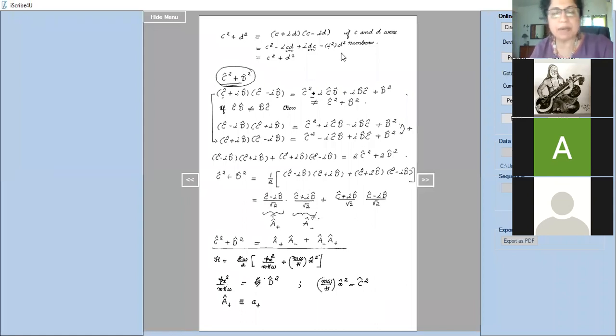All right, but this a plus, you should know, is a new operator we are defining. And what is this going to be equal to? This is going to be equal to 1 by root 2. Please remember how we defined it as c minus id, right? So c is going to be (m omega by h cross) to the power of half x minus, and then we have an i, and what is your d? Your d is going to be (1 upon m h cross omega) to the power of half px. Okay, this is how I'm defining a plus.